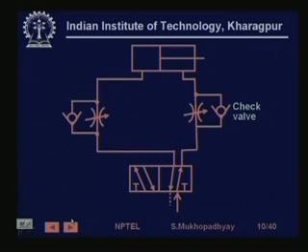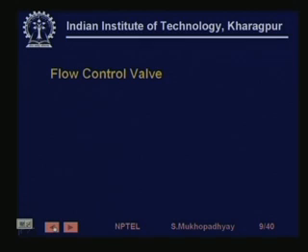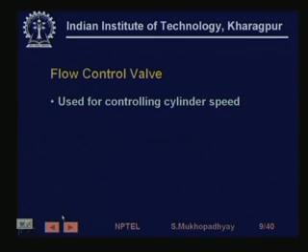Similarly, you have flow control valves. Flow control valves are mainly used to have a controlled speed of the actuator, especially when it is driving load. So, sometimes, as we have mentioned in hydraulics, we want that while it is retracting, it should be at high speed to save time, but while it is driving the load, it should be at lower speed.